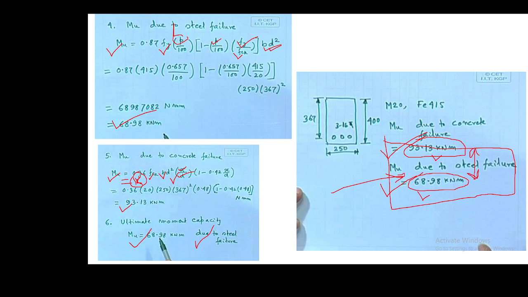So how can we do that? Then we have to change this diameter, the number of bars. We can take 4 bars of 12 diameter, right?